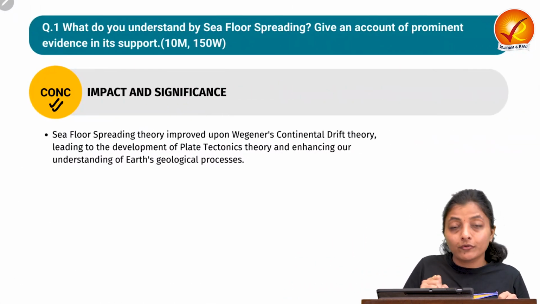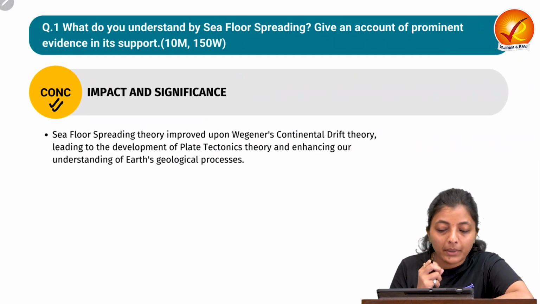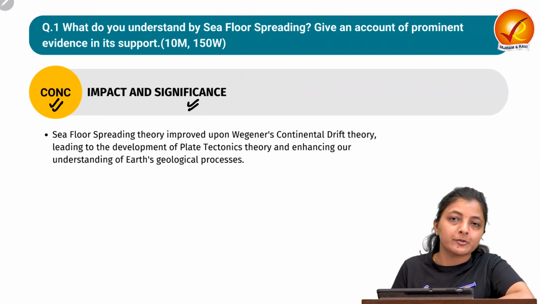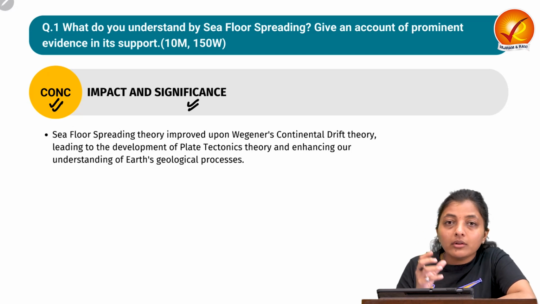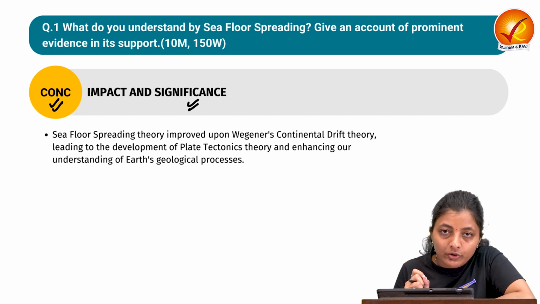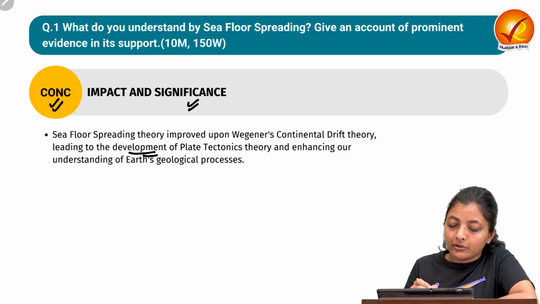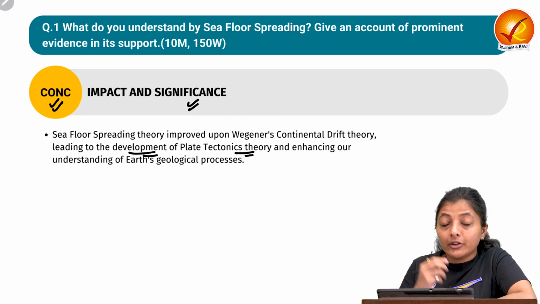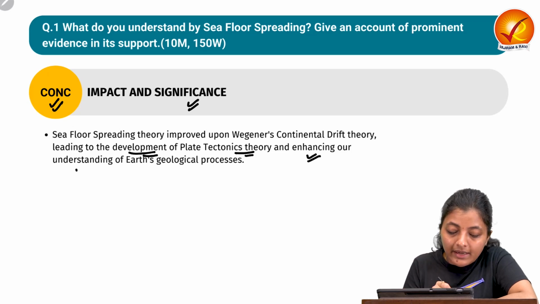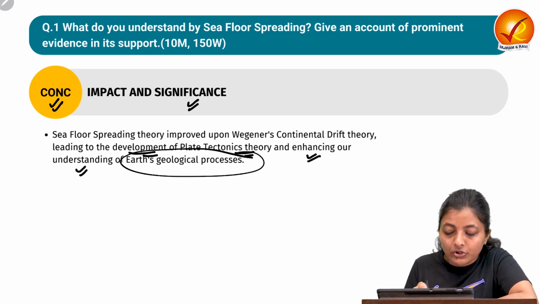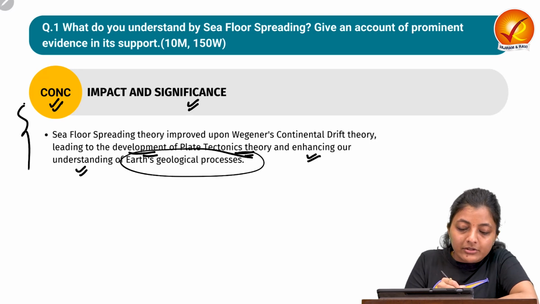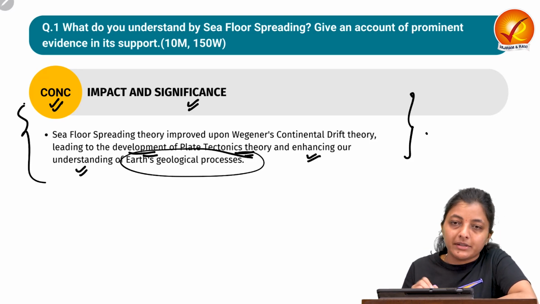So in conclusion, what can you write? You can write about the impacts and the significance of seafloor spreading: that along with Alfred Wegener's continental drift theory, the seafloor spreading theory has led to the development of the plate tectonic theory. It also helped us enhance our understanding of the Earth's geological processes. Okay, so this way our first answer is completed.